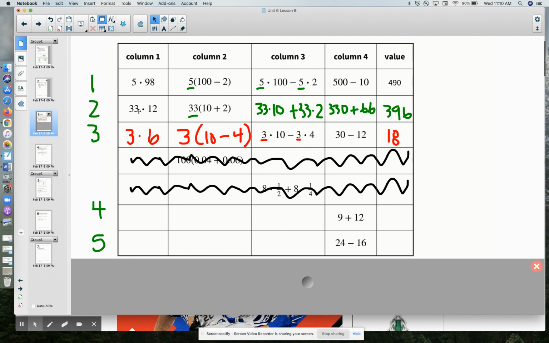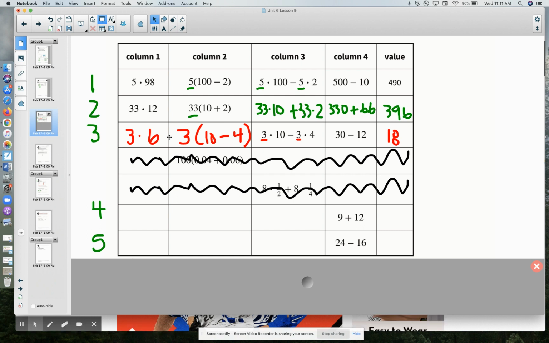Same thing with here, 33 and 12. So we can change that to 33 times (10 plus 2), because 10 plus 2 is 12. And then we can distribute it and say 33 times 10 and 33 times 2. And then we can add it up. 33 times 10 is 330, and then 33 times 2 is 66.